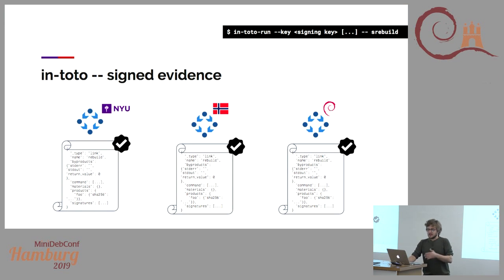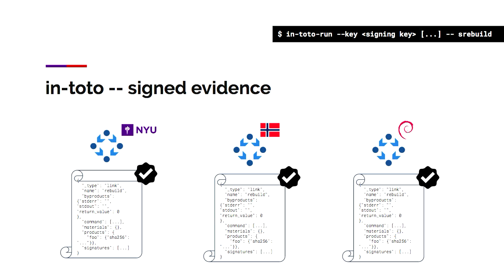And as I said before, each rebuilder just runs its regular command, like srebuild, and wraps it in our in-toto tooling in order to generate evidence for this one step of the supply chain. And this evidence lists all the files that went into the step by their hashes and all the files that came out of the step by their hashes, and puts a signature with its functionary key on it.